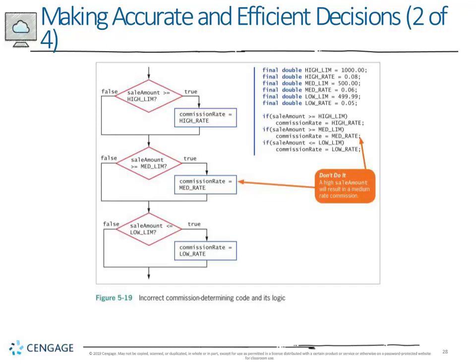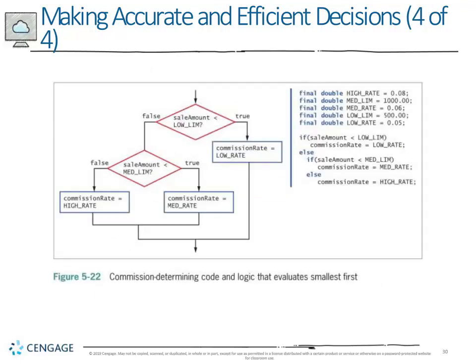So if we use these three if statements, there will be logical errors. For example, for the second if, sales amount greater than or equal to medium limit, the sales amount greater than high limit will also fall in this category. We should use if, else if, so a user can decide among multiple options.